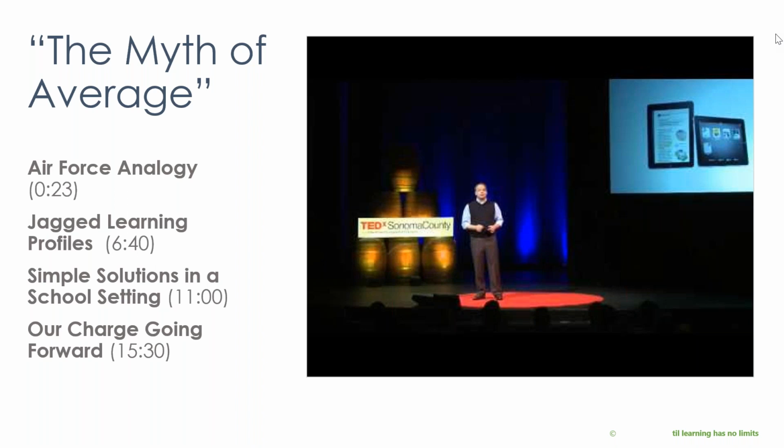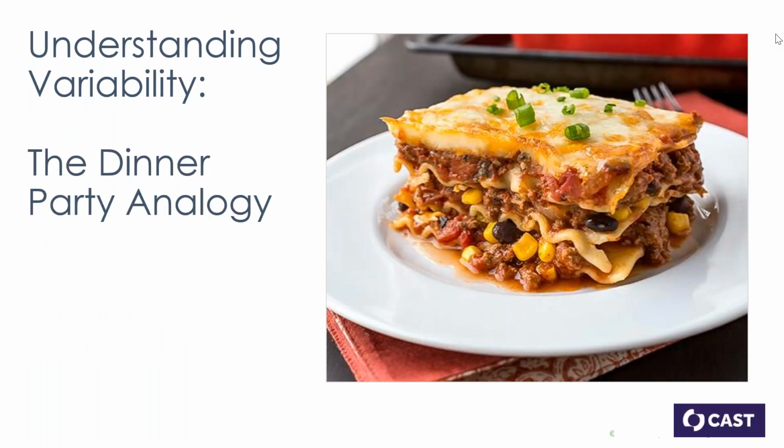And so then I want to kind of move forward with the idea of variability. So we talked about if we design for the average, we design for no one. So what does that look like? And I'd like to start with a little dinner analogy. So let's think about this for a second, understanding variability in a dinner party analogy.